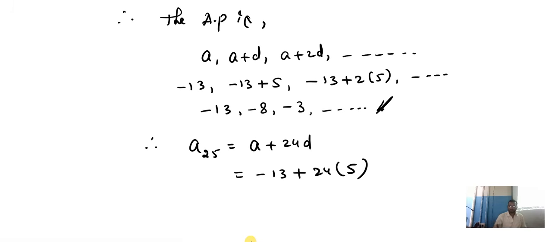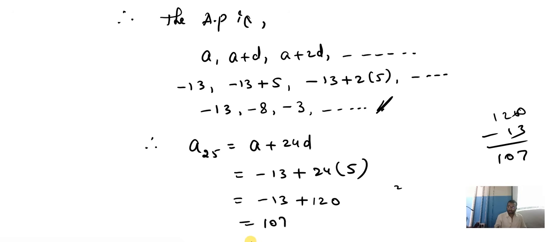Substitute. Then minus 13 plus 5 fours are 20, 5 twos are 10, plus 2, 120. 120 minus 13, so the answer is 107. So this is the 25th term. That's it. I hope you have understood how to solve this problem.